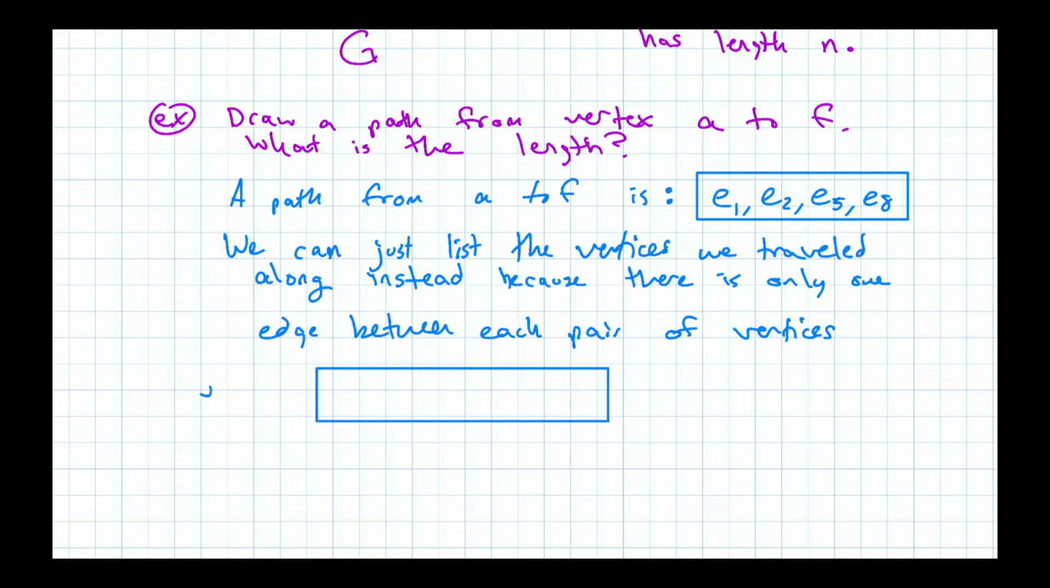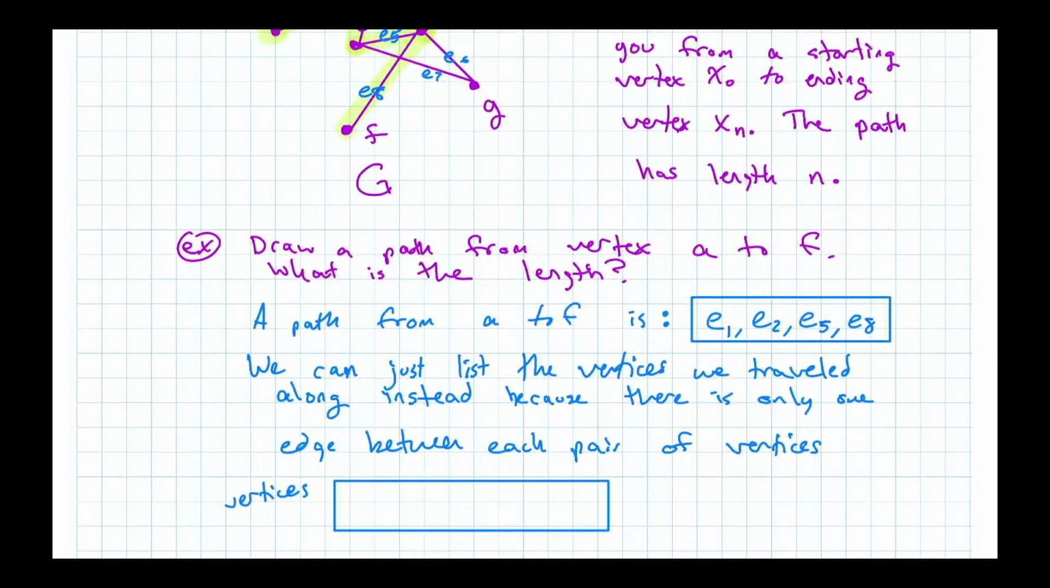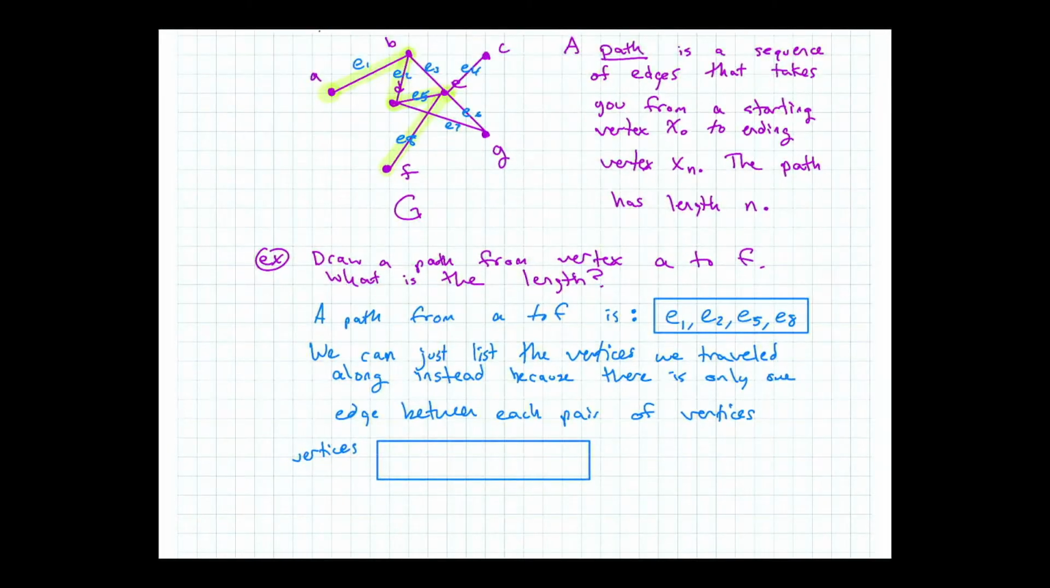Like vertices. So what vertices did we take? Well, we could just list them. We started at A to B to D to E to F. So I could have said A, B, D, E, F. Right, so that would have worked as well.